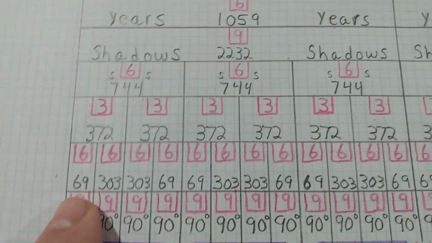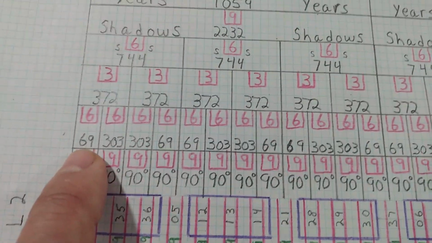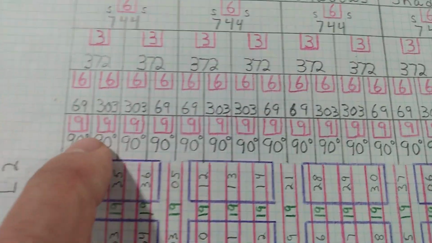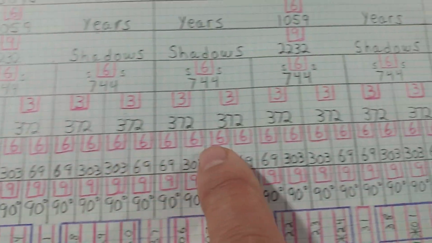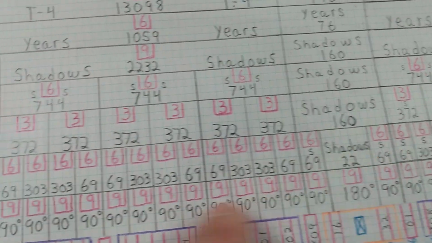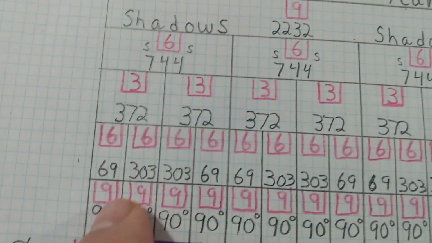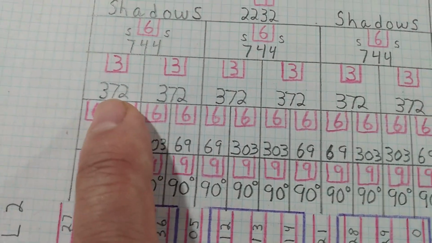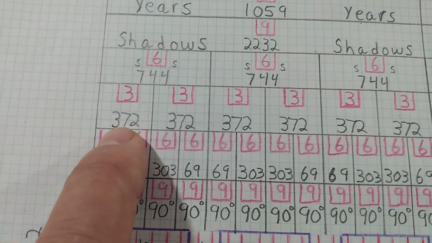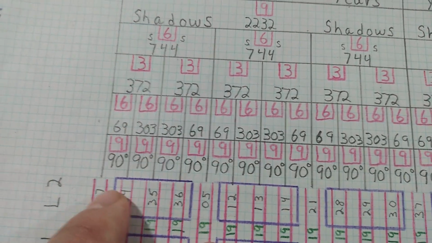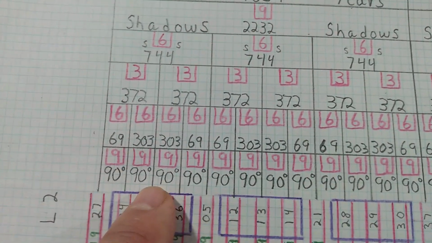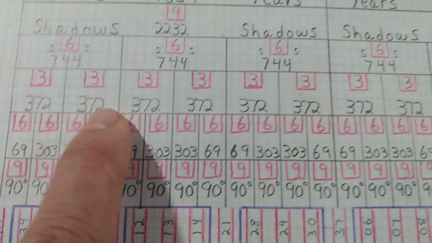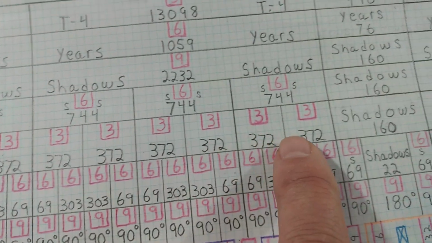Now, the digital root of 69 is 6. Digital root of 303 is 6. So you get all these 6s across here. All this is going to be 6, the digital root of them. So when you add the 69 to the 303, you're going to get 372 total eclipses at 180 degrees apart. 372 digital root is 3. All these will equal 372 across here.